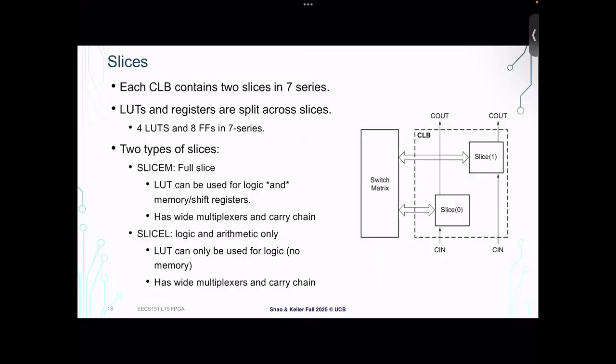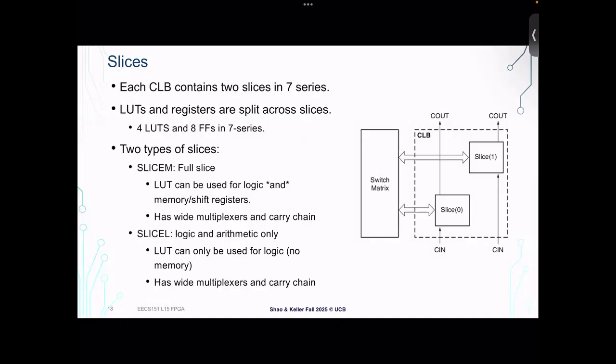So each CLB, combinational logic block, contains 2 slices. So we've moved on from the general case to specifically what is in your FPGA sitting on your lab bench. And we're going to talk about that for the next few slides. So the Xilinx 7 series has 2 slices per CLB. Each slice has 4 lookup tables and 8 flip-flops.